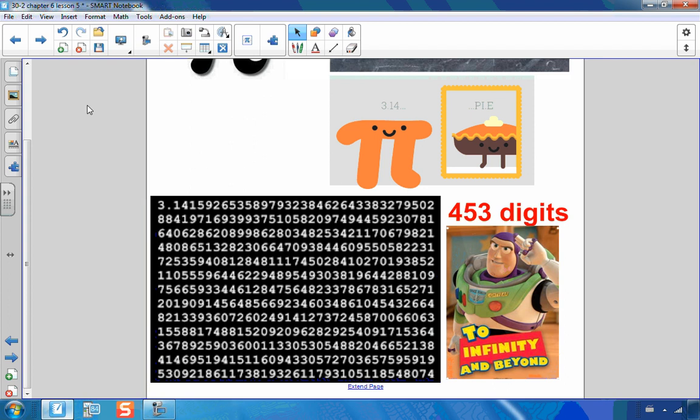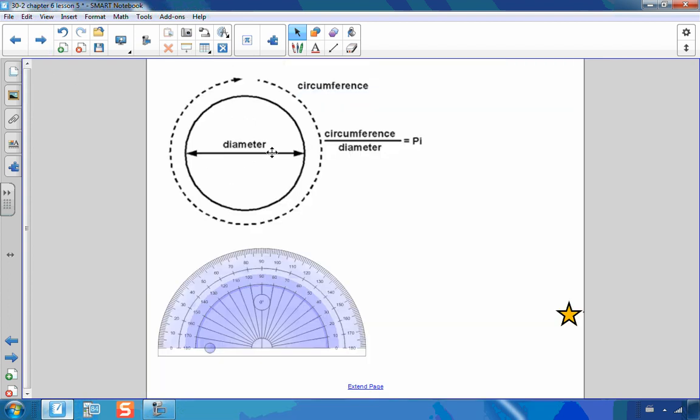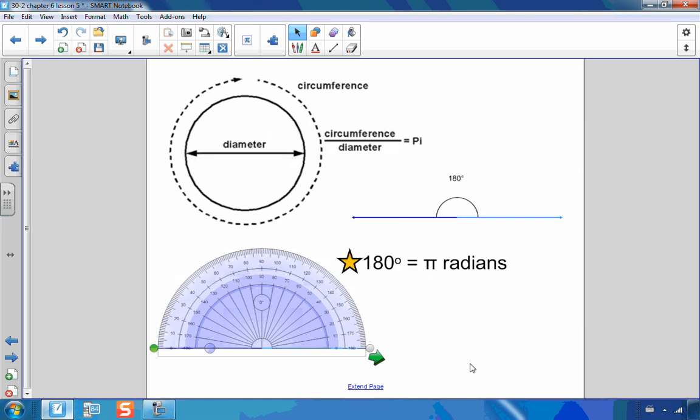So when I'm talking about pi, I am talking about 3.14, but there's another thing I'm talking about. In trigonometry, we know that pi is the ratio of the circumference, distance all the way around a circle, divided by the diameter. In terms of angles, here's what it is. If I were to take, using my protractor, a 180-degree angle, that is also a representation of pi. So 180 degrees and pi are the same thing.